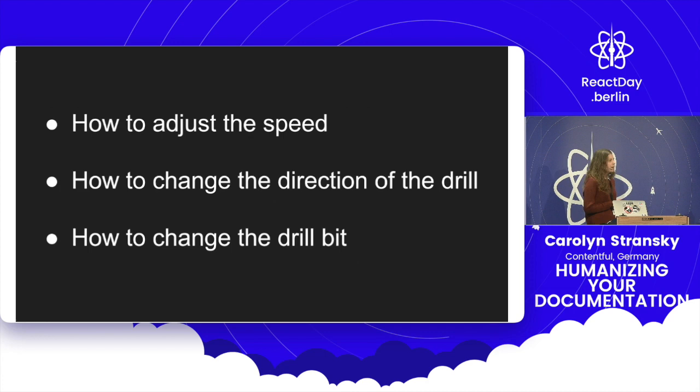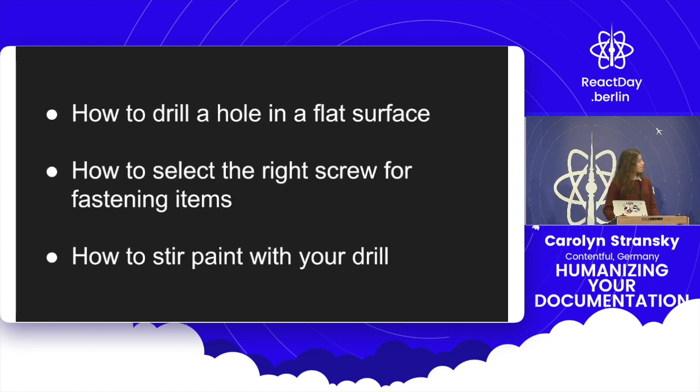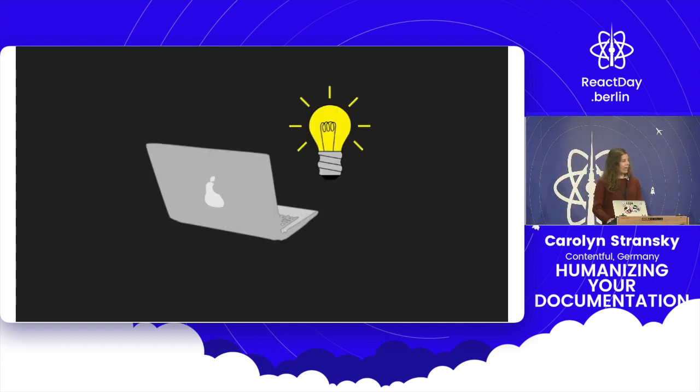So let's rethink this a little bit. What if we focus on really how to do the job instead of just using the tool? Then maybe it'll look something like this. How to drill a hole in a flat surface, whether it's wood or metal. Maybe how to select the right screw for fastening the different items. Or how to stir paint with your drill. This is something that's really applicable to the people using your drill.